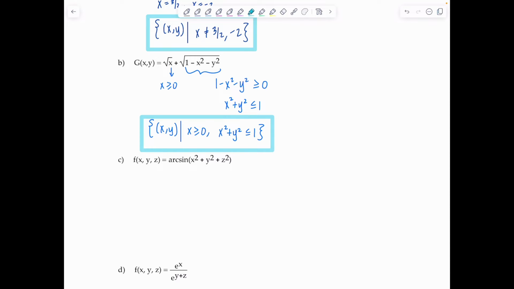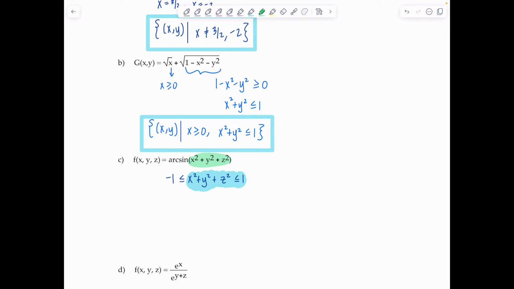Very good. Next one, f of x, y, z equals arcsine of x squared plus y squared plus z squared. So think back, what sort of values are we allowed to plug into arcsine, or sine inverse? It's the range of sine. So those values have to be between 1 and negative 1 inclusive. So that means x squared plus y squared plus z squared has to be greater than or equal to negative 1 and less than or equal to positive 1. Now, this lower bound is redundant because x squared plus y squared plus z squared is always automatically greater than or equal to 0. So really, I could just leave it off and only write x squared plus y squared plus z squared is less than or equal to 1.